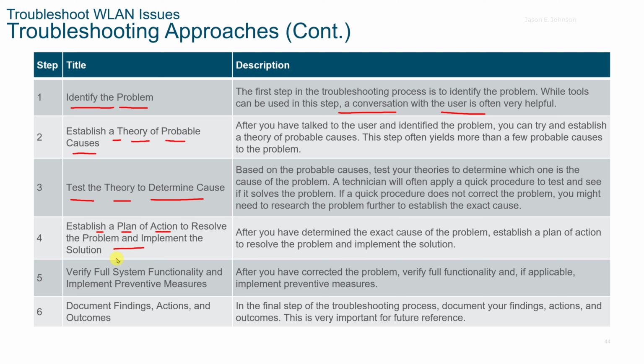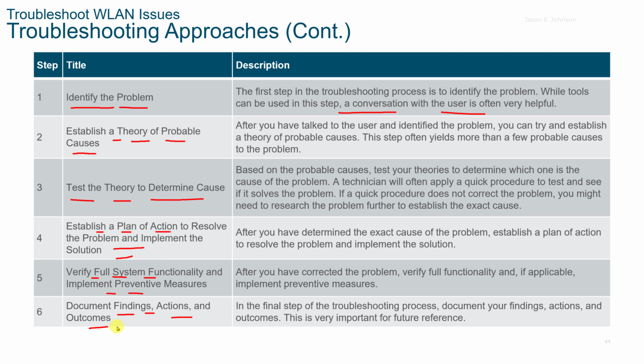Then, after you have fixed the issue or think you fixed the issue, you want to verify full system functionality. You want to verify with the user, and this is critically important, because you can solve a lot of your frustrations from the users by verifying with the user fully that the problem has been solved. Don't close tickets until you know the user is fully satisfied that the problem is solved. Then you can document your findings, actions, and outcomes, and then close the ticket.